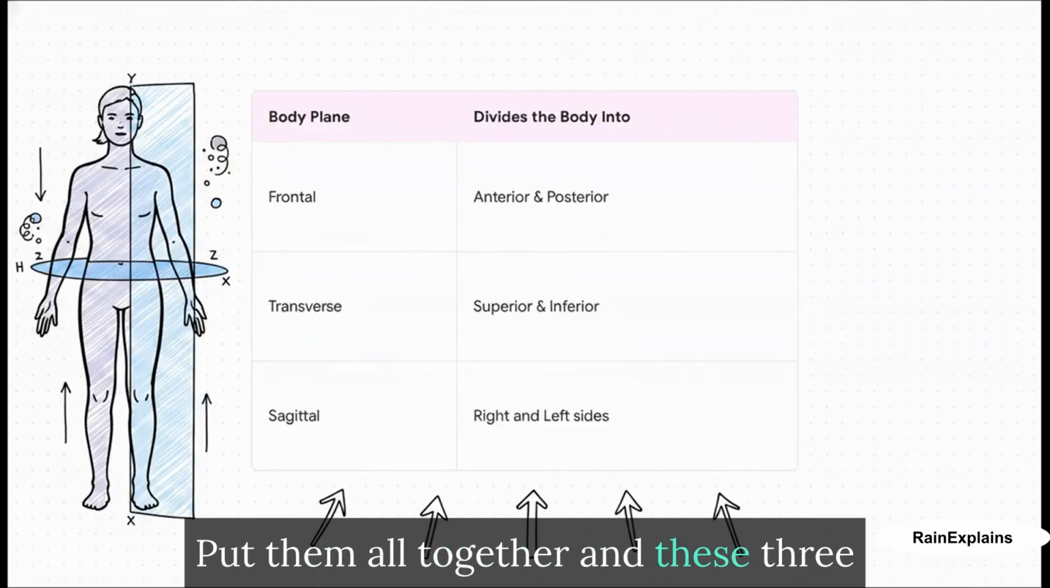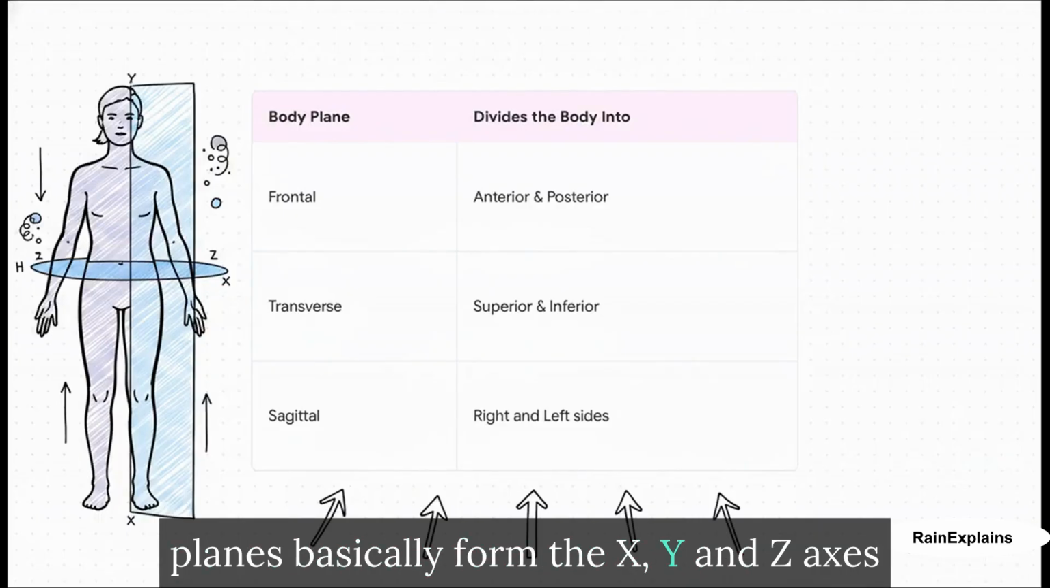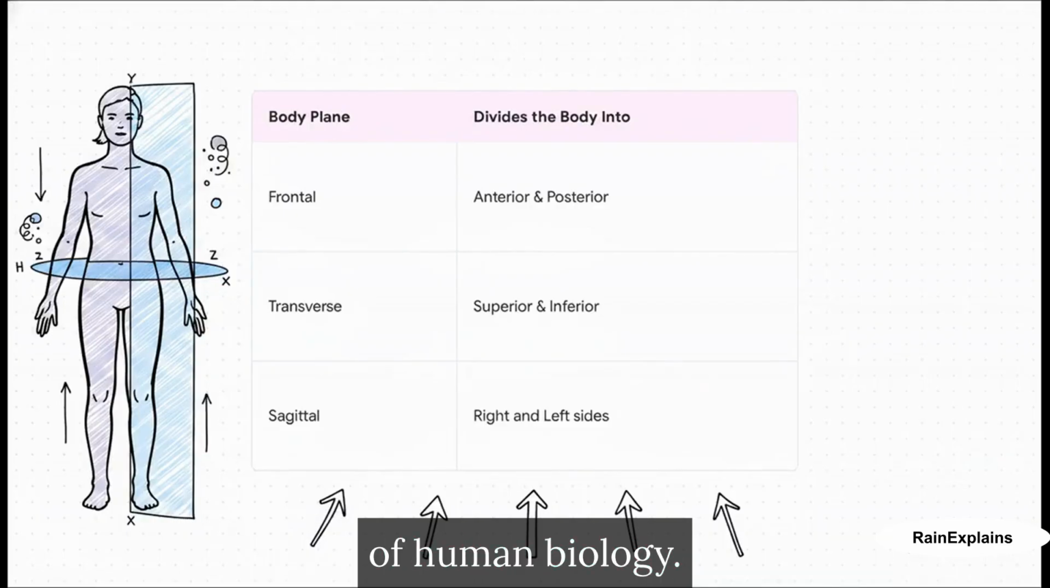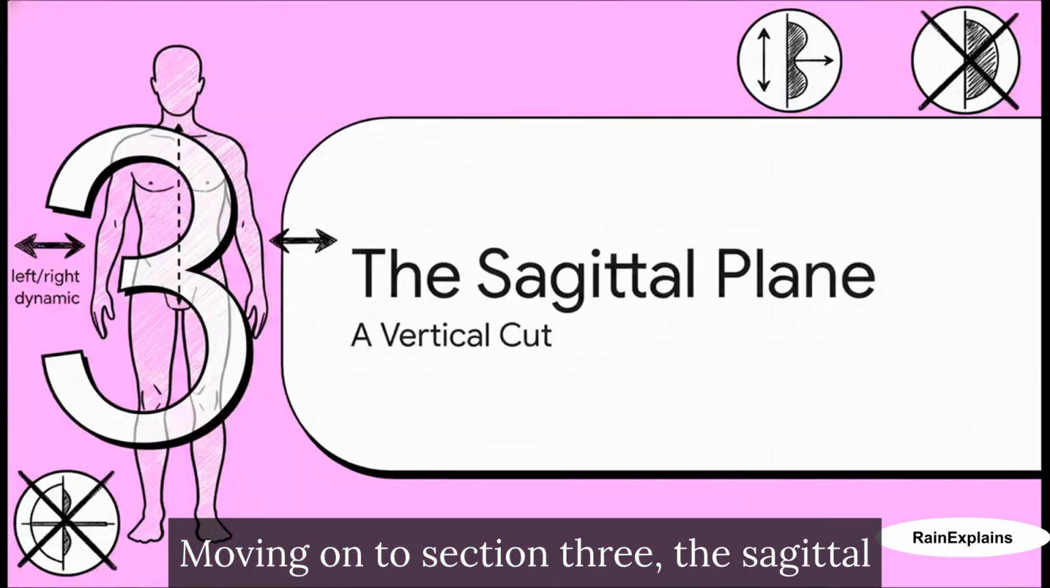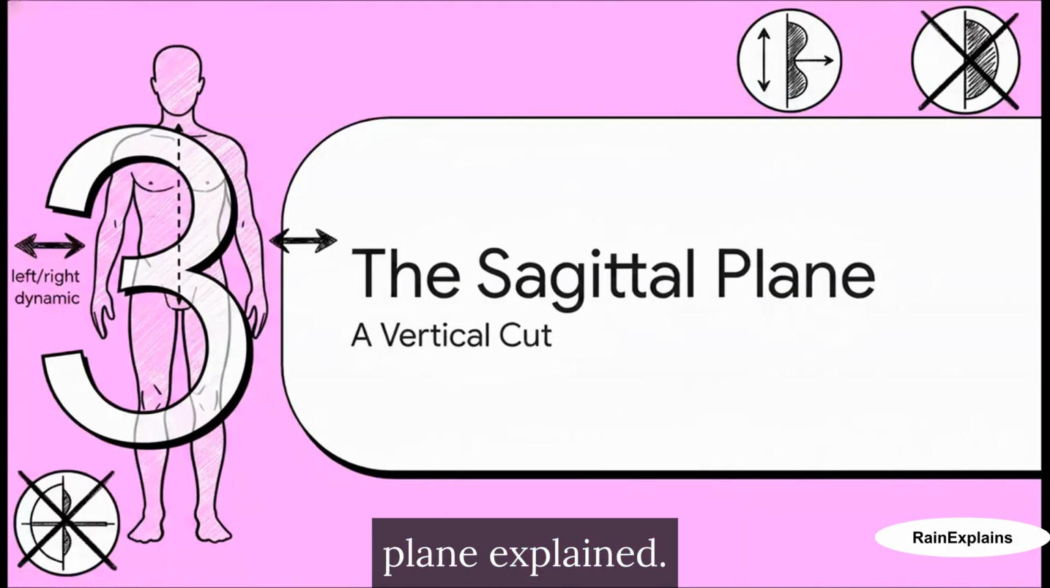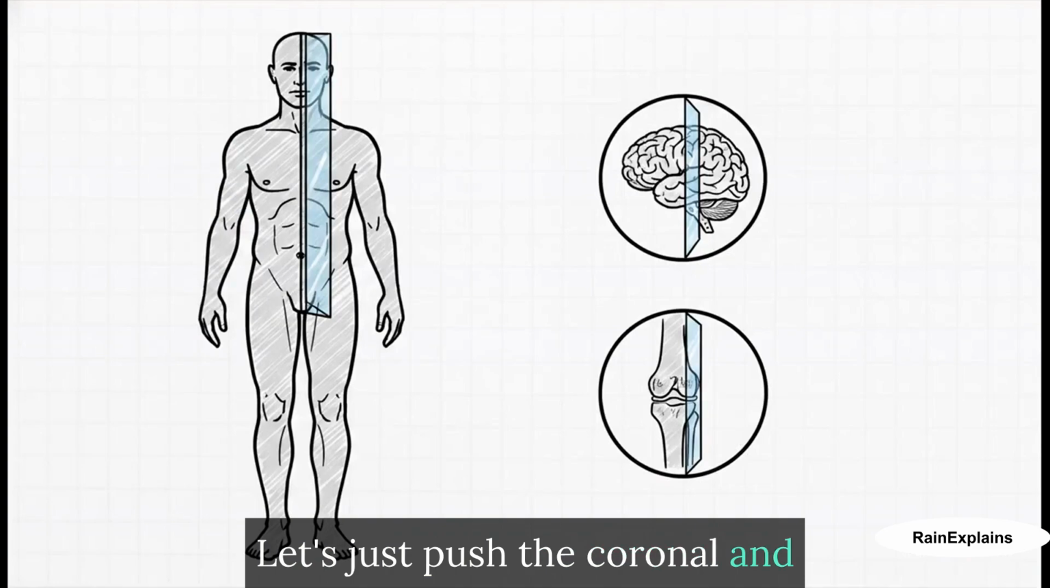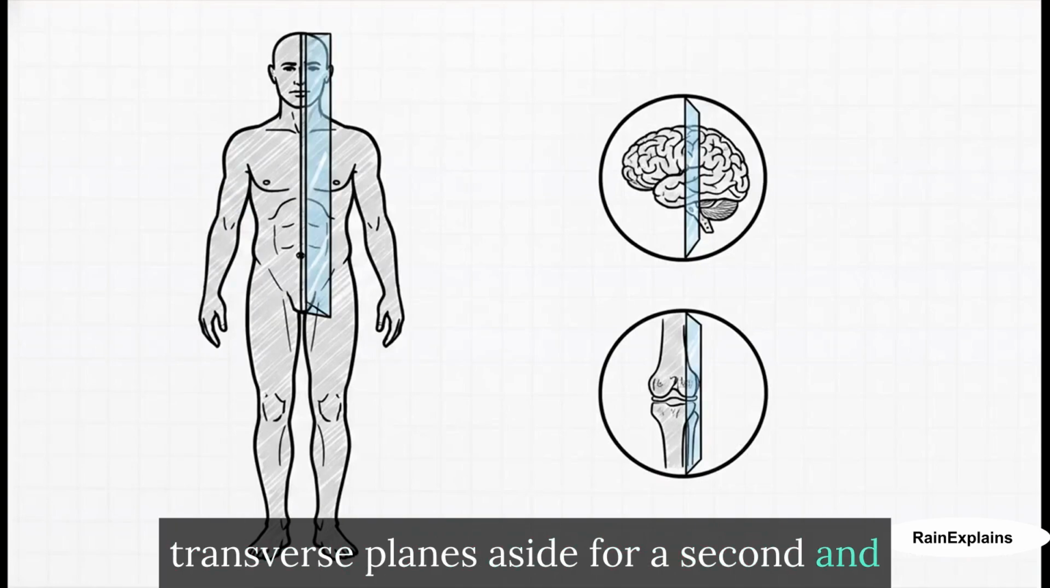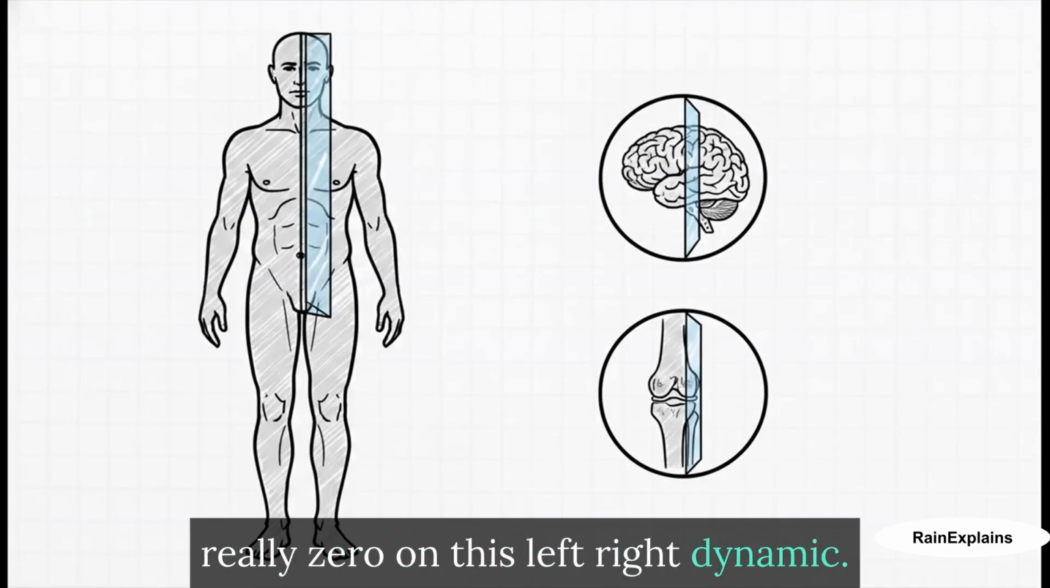Put them all together, and these three planes basically form the X, Y, and Z axes of human biology. Moving on to Section 3, the sagittal plane explained. Let's just push the coronal and transverse planes aside for a second and really zero in on this left-right dynamic.